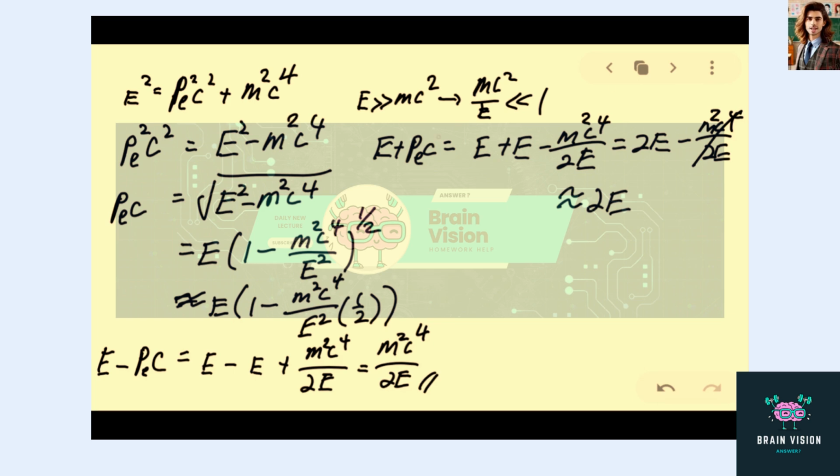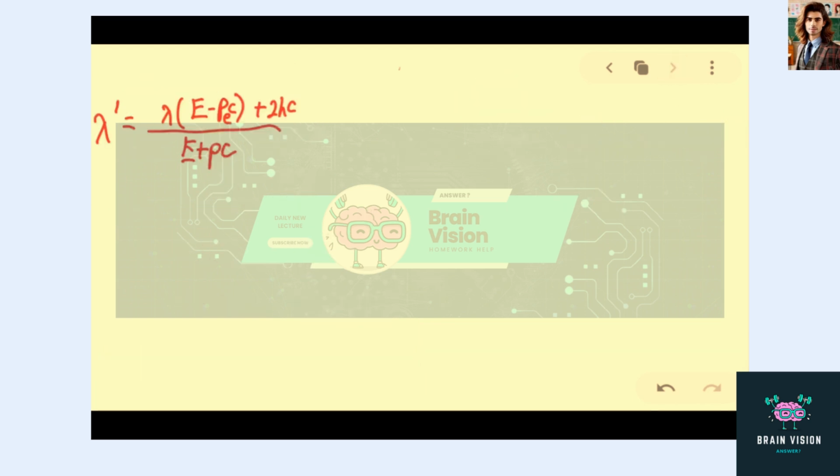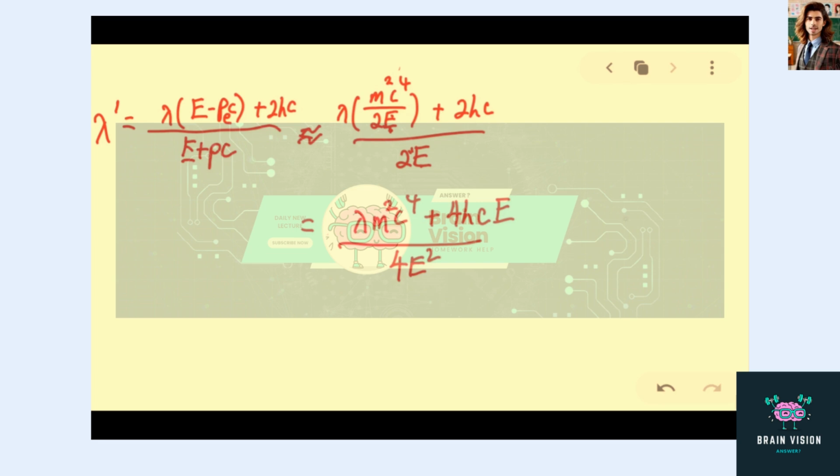We put this into the expression for our lambda prime, which I've written down here. So E minus pc is m squared c^4 divided by 2E, and E plus pc is approximately just 2E. Further simplifying this expression, we bring down the 2E value here, and these terms we can separate out.